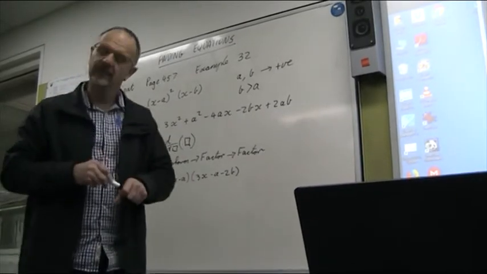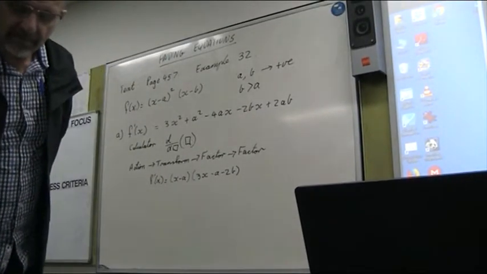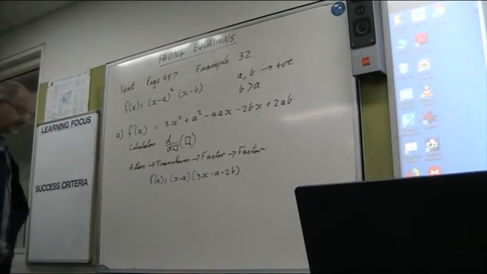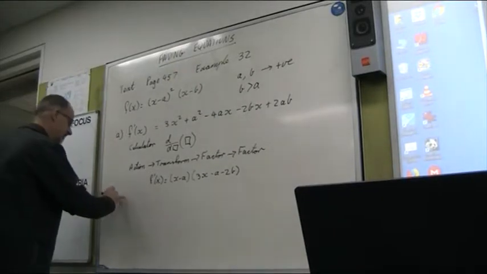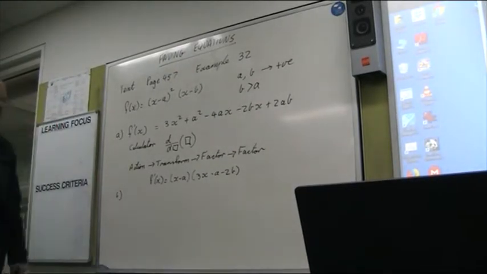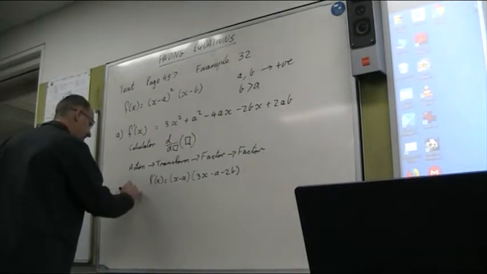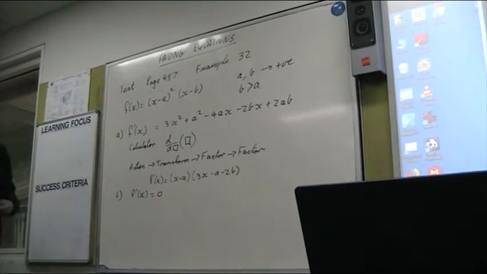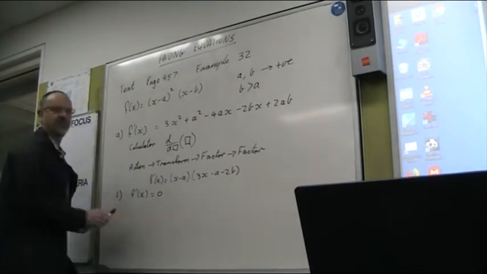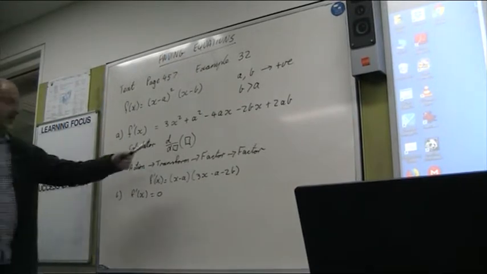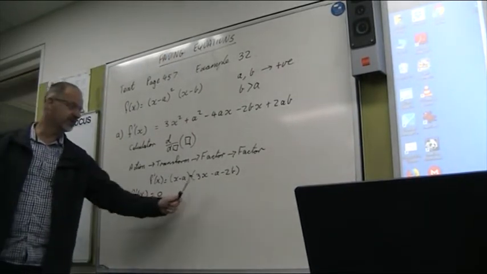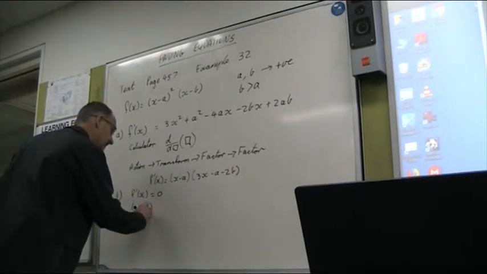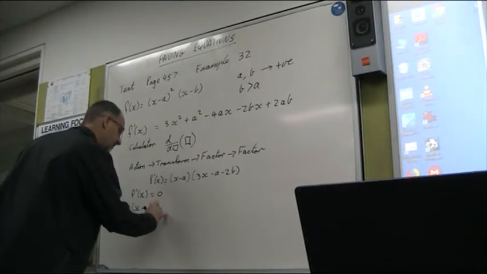Alright, so there's part A. Part B says find the coordinates of the stationary points. So what do we know about stationary points? Gradient 0, yep. So f dash x equals 0. So this factorised form is going to be far more useful to us than this, because with the factorised form, when we make that equal to 0, what do we then use? Null factor law. Yeah.